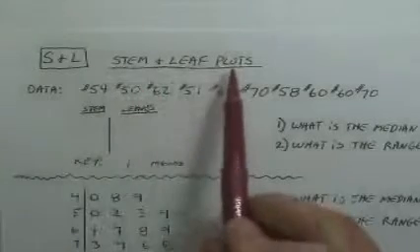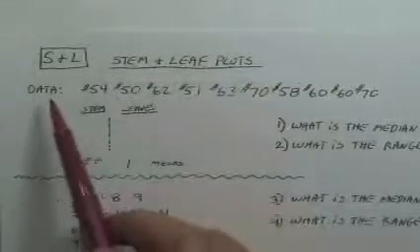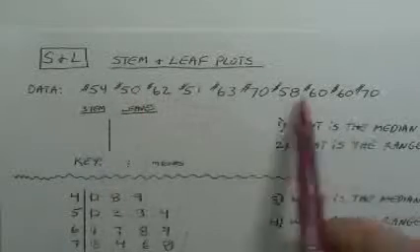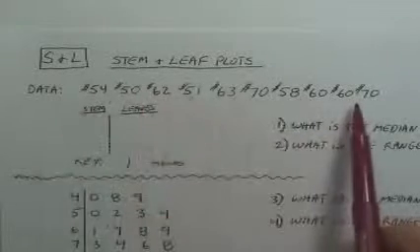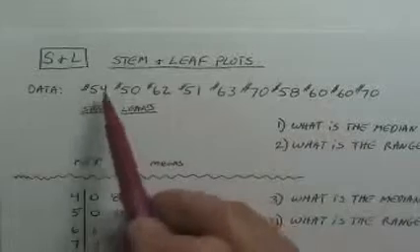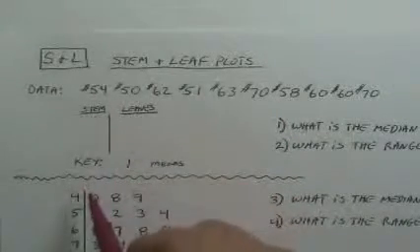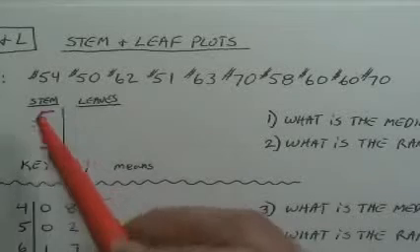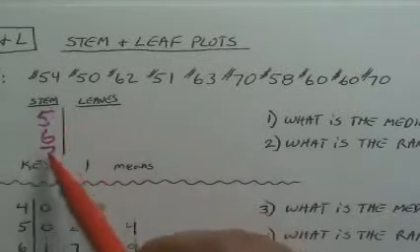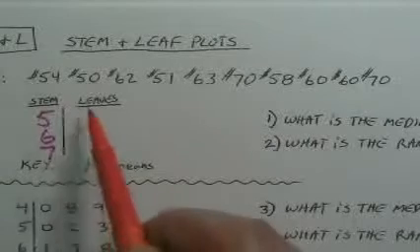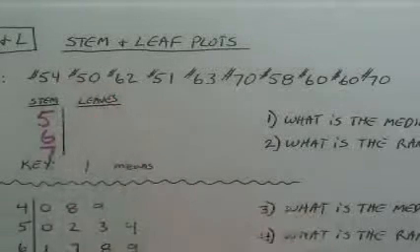Okay, so stem and leaf plots. Notice our data here. We have numbers ranging from 50 to 70. So what we'll do is we'll count the tens as our stems. And so we have 5, 6, and 7, for like 50, 60, 70, etc. And the leaves will be the ones digits.